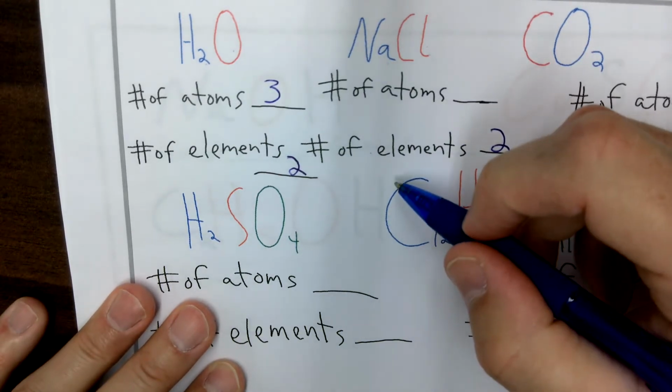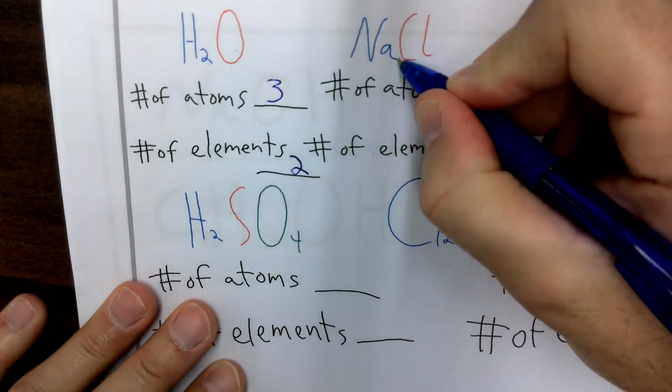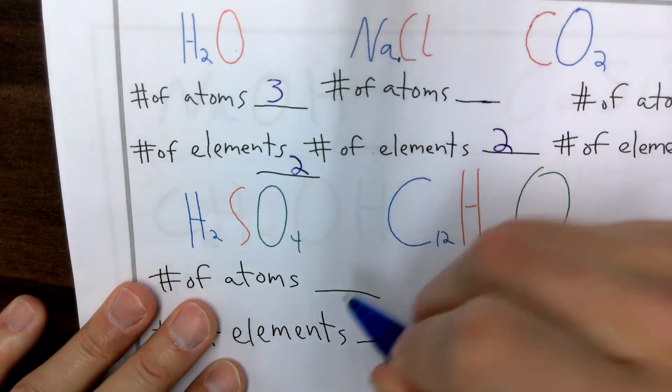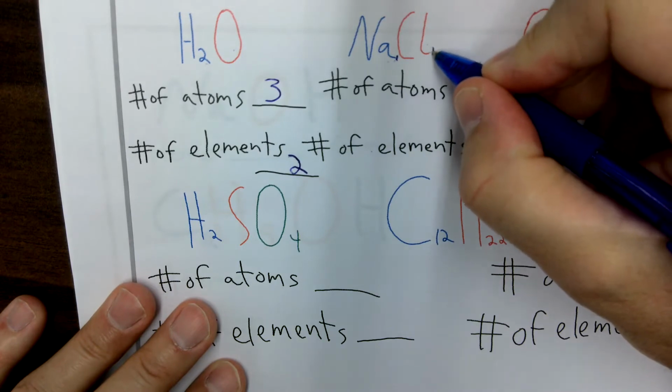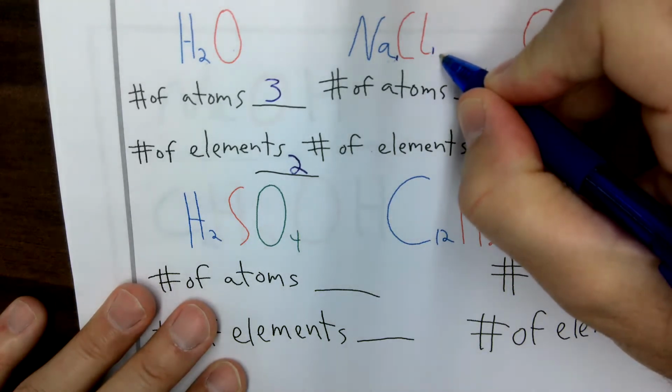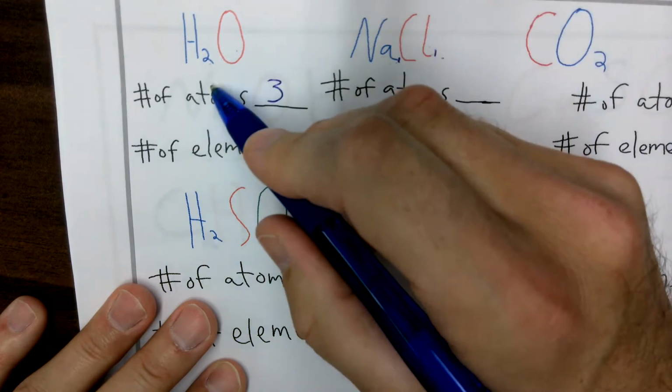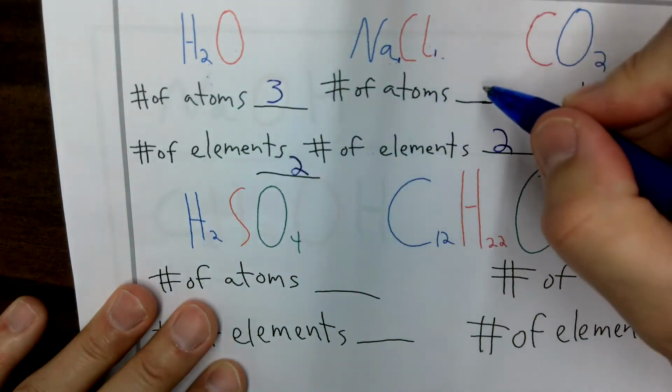How many atoms? Do you see a number here? I don't need to write 1, but there's 1 sodium atom, and there's 1 chlorine atom. But if there's 1, I don't need to write it, only if it's 2 or more, like I did over here. So there are 2 total atoms.